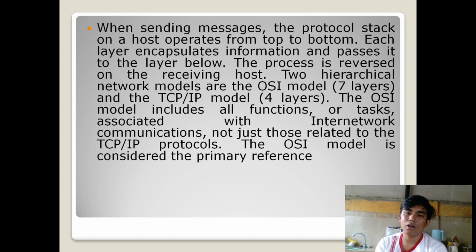When sending messages, the protocols on the host operate from top to bottom. Each layer encapsulates information and passes it to the layer below. The process is reversed on the receiving host. Two hierarchical network models are the OSI model and the TCP/IP model, for layers. The OSI model includes the functions or tasks associated with inter-network communication, not just those related to the TCP/IP protocols. The OSI model is considered the primary reference.